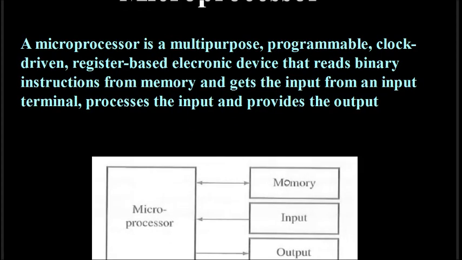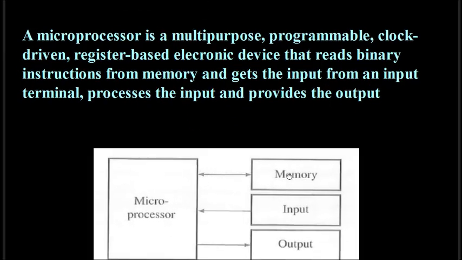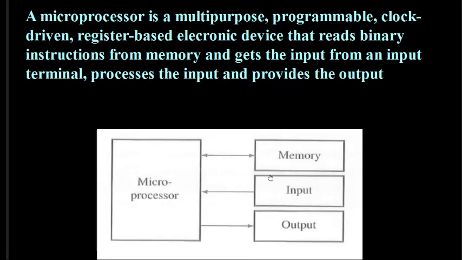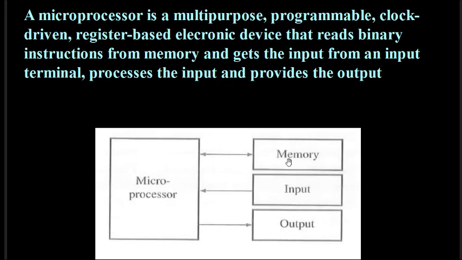Here we see there are 4 components. Memory is one of the components of this block diagram, which represents a programmable device. It contains a microprocessor, the memory, the input, and the output. Memory stores the instructions for what the microprocessor has to do. Apart from instructions, it can also store the data.